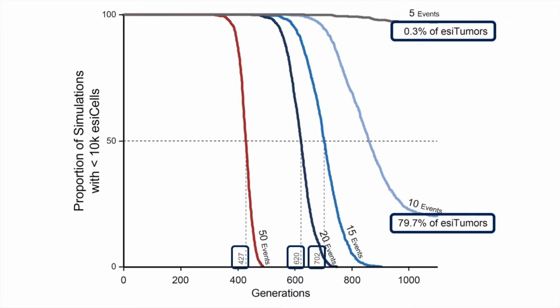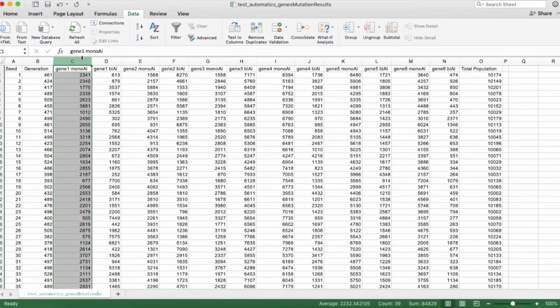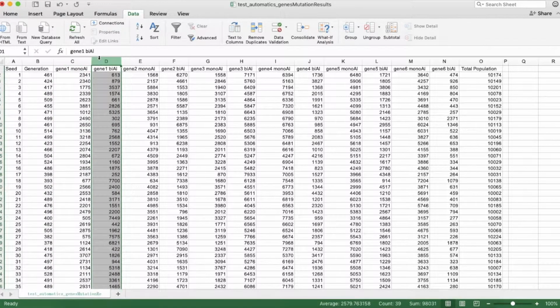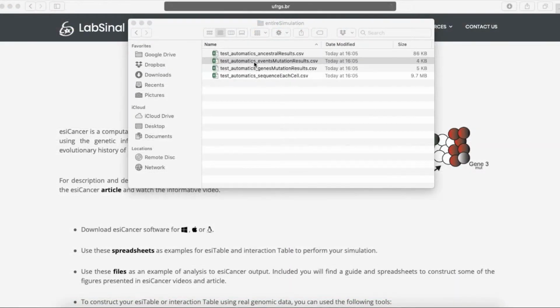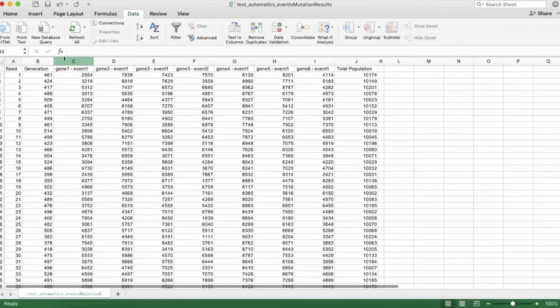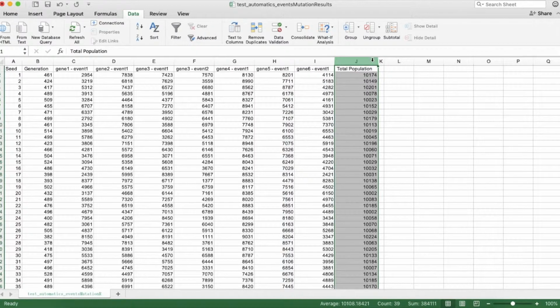produce an easy tumor. In the automatics gene mutation results output, you will find the number of cells affected on each gene in 1 or 2 alleles, in the final population and for each seed. In the automatics events mutation results output, you will find the number of cells affected on each event in the final population and for each seed. Data from this output can be used to analyze the frequency of alterations in a given event. Different events affecting a given gene can also be pooled.